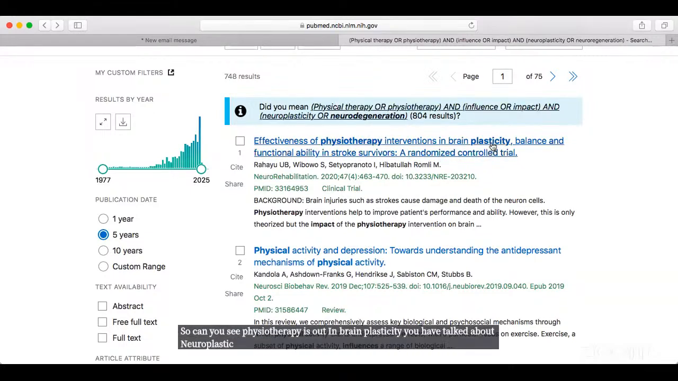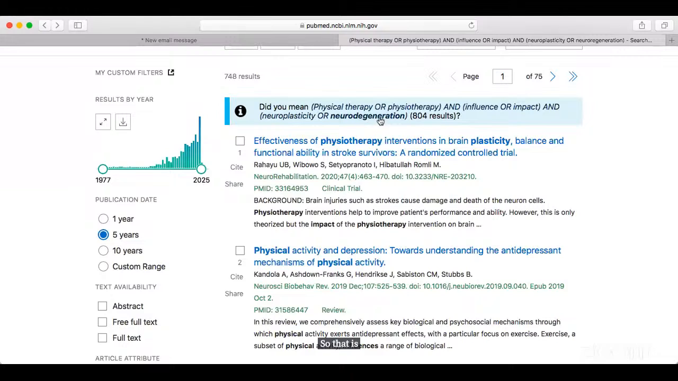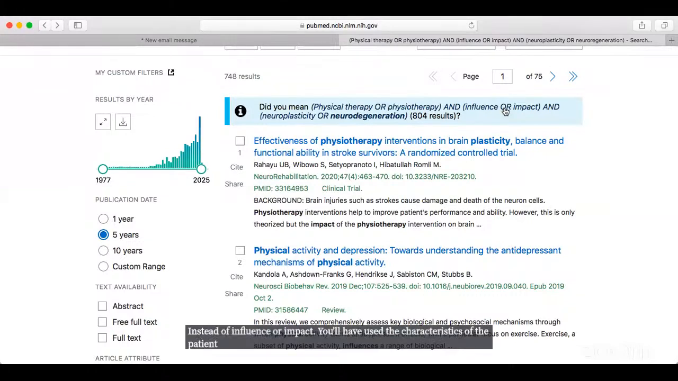It has picked the plasticity. So in brain plasticity, balance and functional ability in stroke survivors. So that is one thing that is missing here. In this question, instead of influence or impact, you would have used the patient characteristics. You would have said in stroke or in neurological patients. But because you left it open, it will give you stroke.